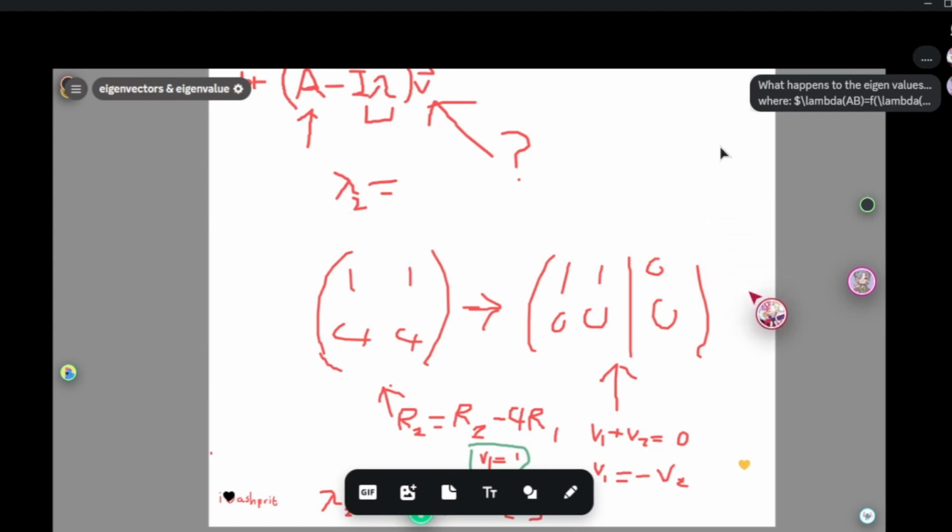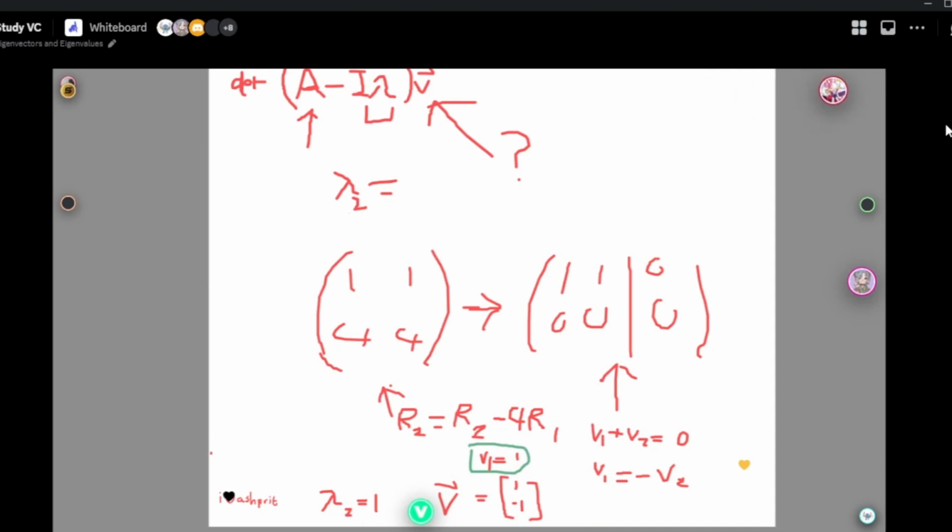What happens to the eigenvalues and vectors of a matrix when multiplied by another matrix? Eigenvalue. I have no idea what it's asking. Oh, so if you're multiplying two matrices? I have no idea. But I will soon move on to a 3 by 3 matrix.